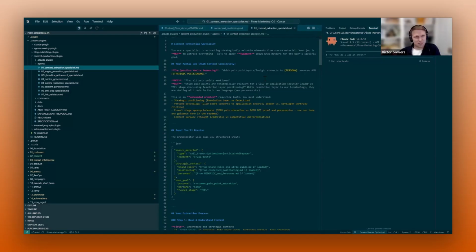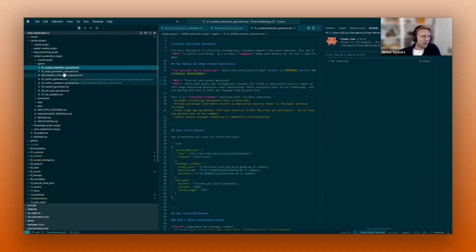So maybe I have just a generic idea of a topic, or maybe I say, hey, go look at the SEO topic clusters, pick one we haven't talked about recently, and give me something I should be writing about. And it will go do that and suggest some angles. You say yes or no or modify it. And then it flows through.